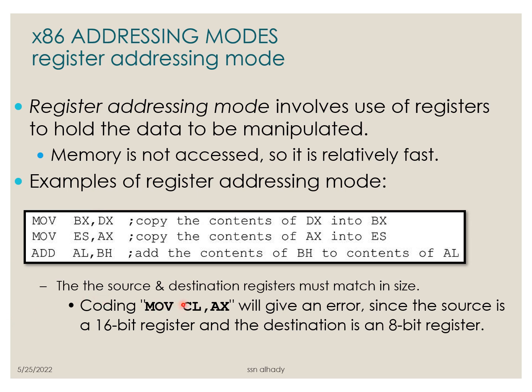The source and destination registers must match in size. Both of them based on this example are 16-bit. Coding MOV CL, AX will give an error since the source is a 16-bit register while the destination is 8-bit. AX is 16-bit, and CL is 8-bit.